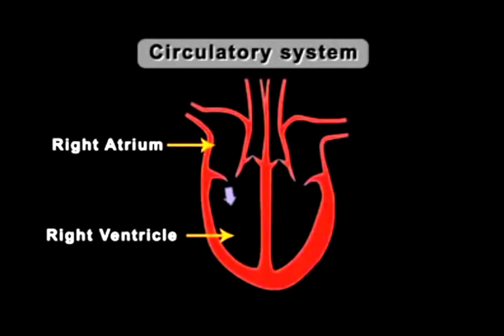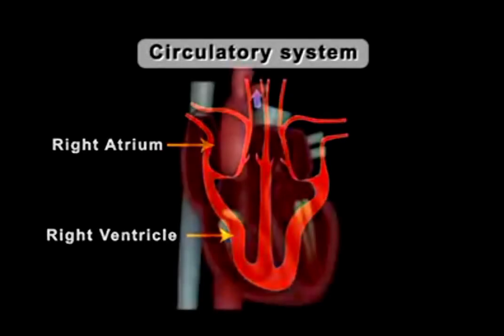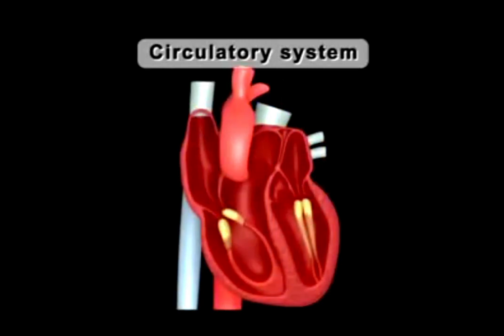The right ventricle then contracts, pushing the blood into the pulmonary artery, which carries deoxygenated blood to the lungs for oxygenation. The lungs oxygenate the blood and send it back to the heart, starting the circulatory cycle yet again.